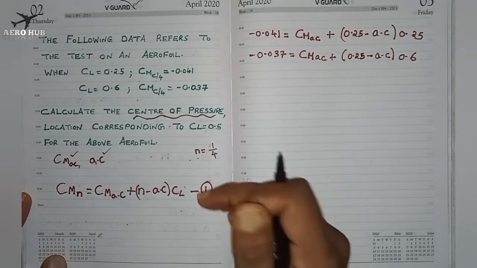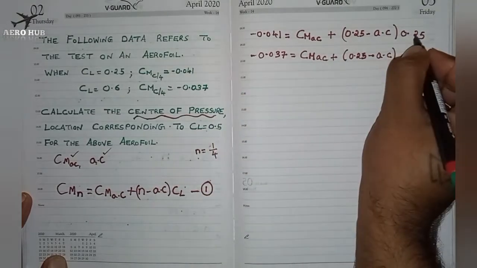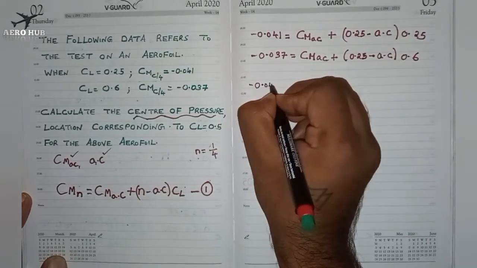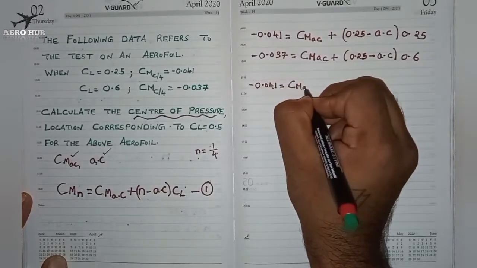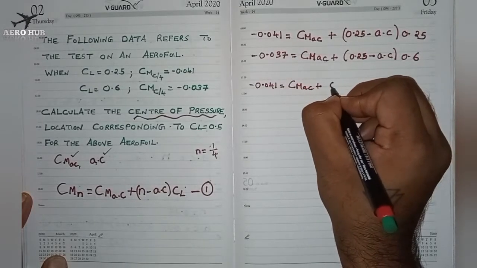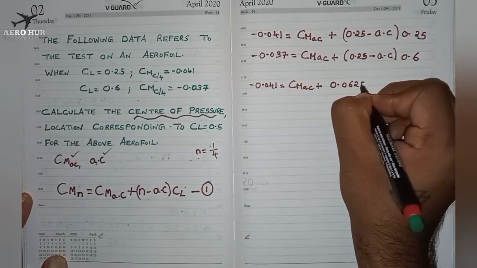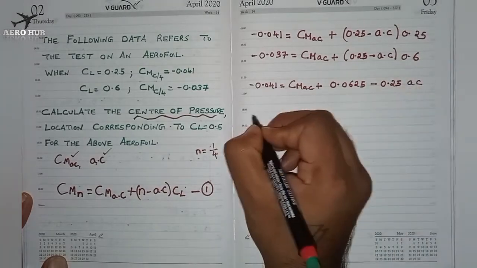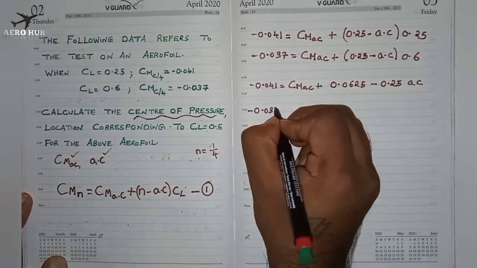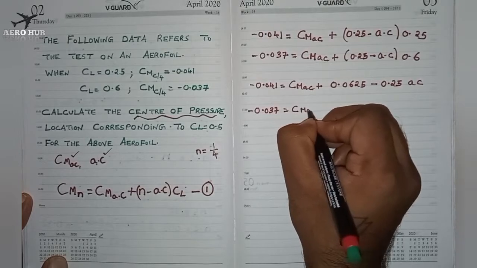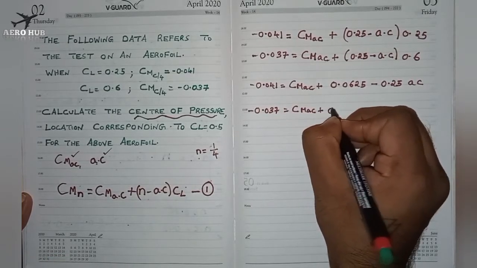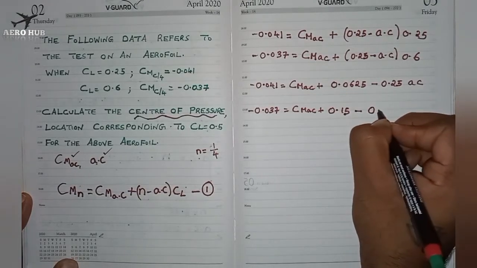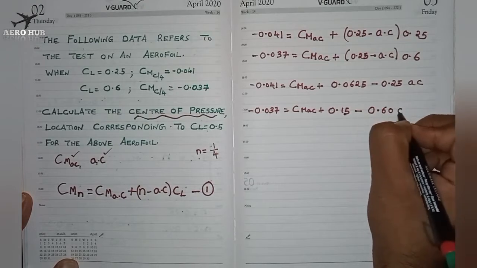I will do that very fast. I will multiply this CL into the bracket, so it will be minus 0.041 equals CMAC plus 0.0625, minus 0.25 AC. Then the second equation: minus 0.037 is equal to CMAC plus 0.15 minus 0.60 AC.